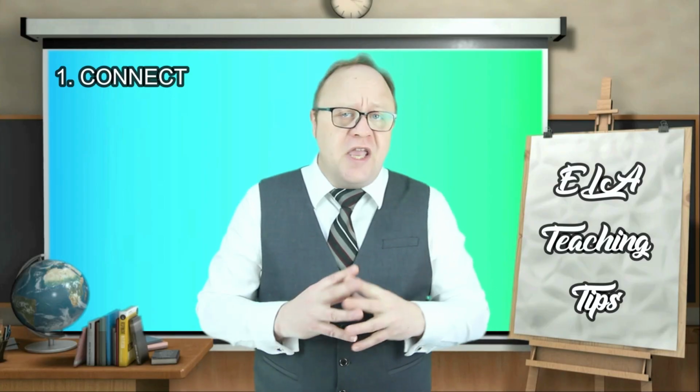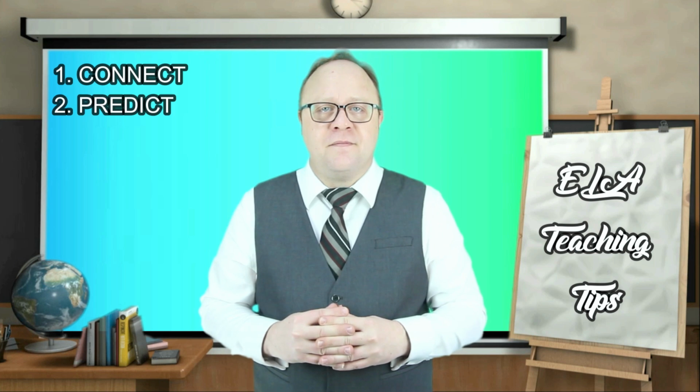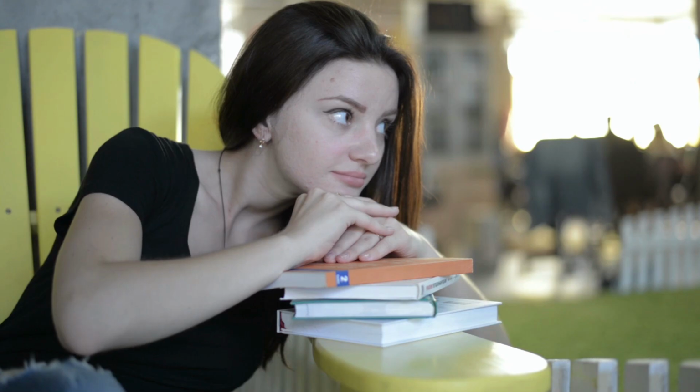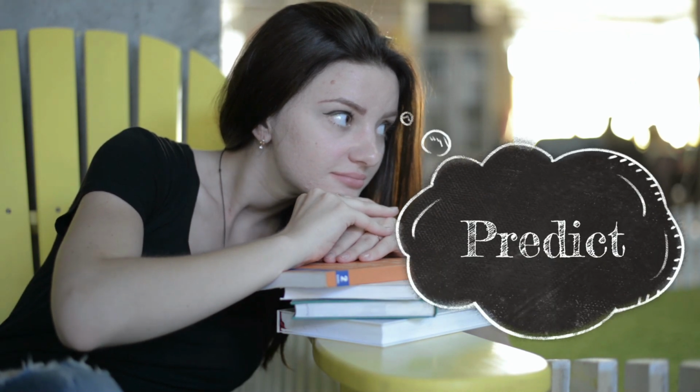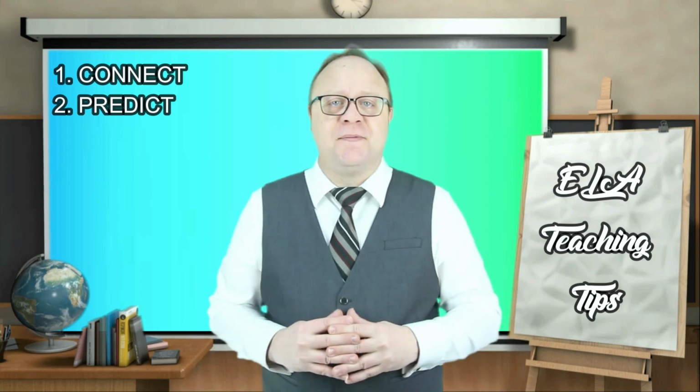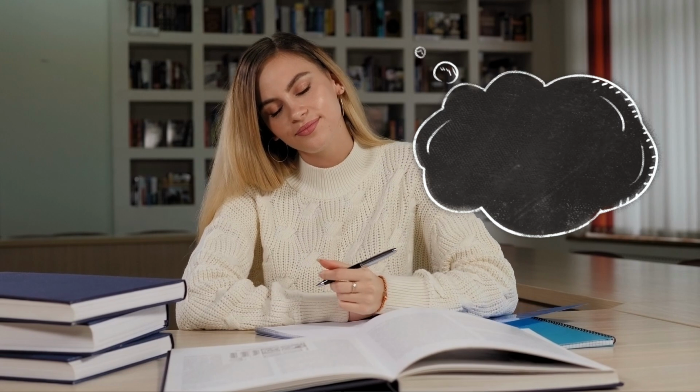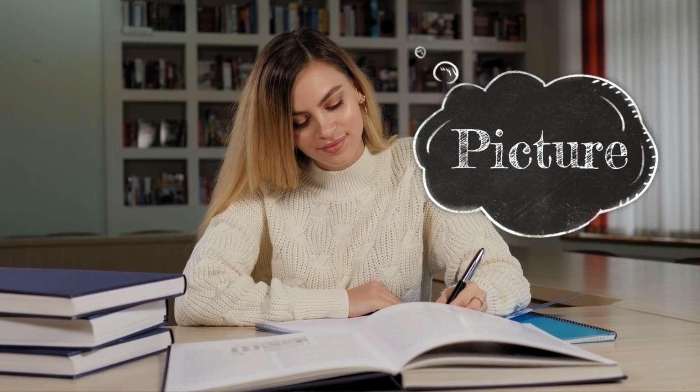Number 1, connect. Think about what you already know about the story or the topic of the book or the text, connecting the information to your life. Number 2, predict. Think about what the text or the book is going to tell you. Predict what might happen next. 3, picture. Think about using your senses, see, taste, smell, to feel the author's words. Imagine the picture in your mind.